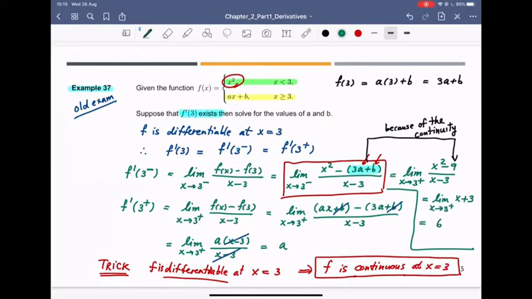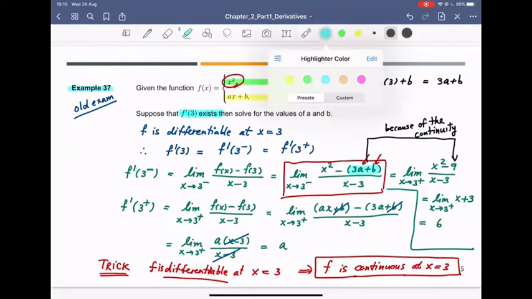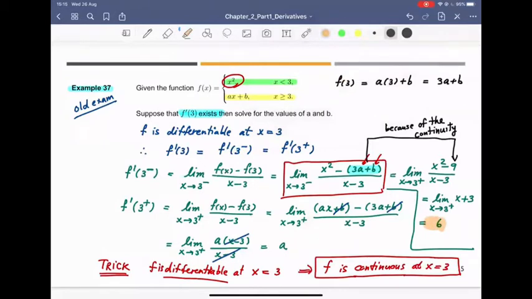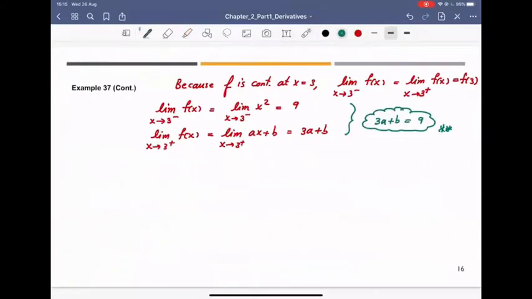So that means now you compute the left-hand derivative and then you get 6. And then on the right-hand derivative, you get a. So they must equal to each other. So that means a equal to 6. So a equal to 6, right? And that means b equal to negative 3.